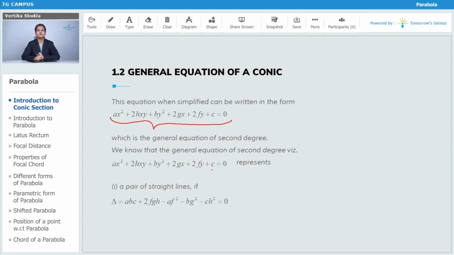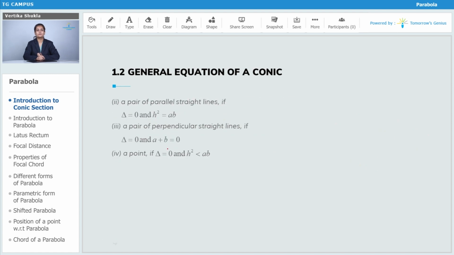Now see, this 2-degree equation will represent a pair of straight lines if the value of delta, which is given by abc plus 2fgh minus af square minus bg square minus ch square, is equal to 0. So if delta becomes 0, in that case you get a pair of straight lines, which you have already discussed in your straight lines chapter. And when delta is not equal to 0, in that case you get the different conics, which are circle, parabola, ellipse and hyperbola.